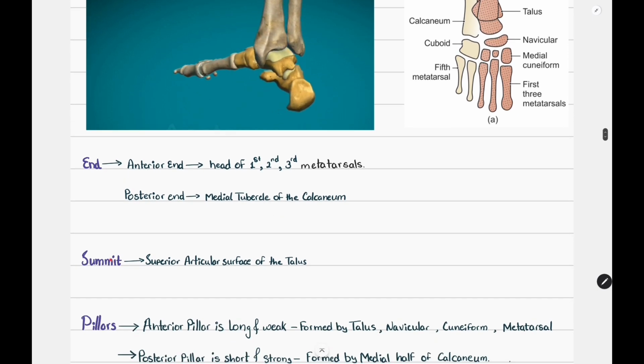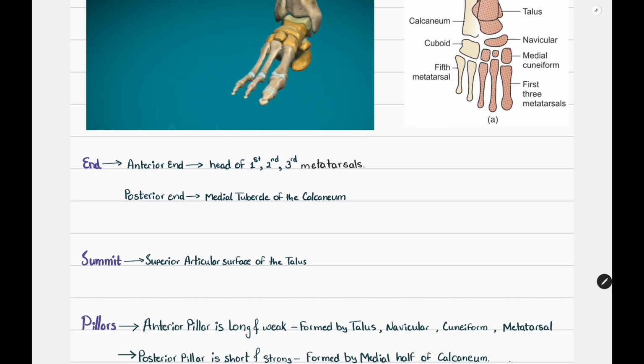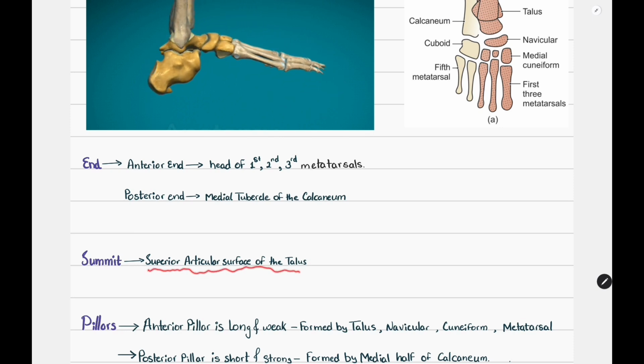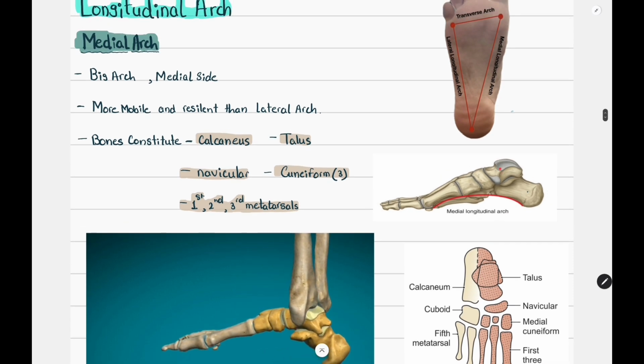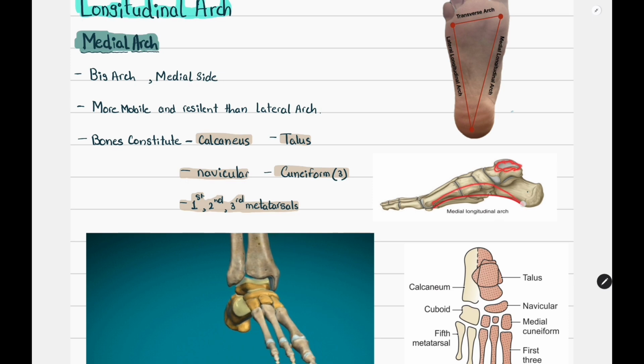Summit of the medial longitudinal arch. Summit is the highest point of the arch. The highest point of the arch is formed by the superior articular surface of the talus. Once again, viewing this, this is the superior articular surface of talus. This is the highest point of the arch.